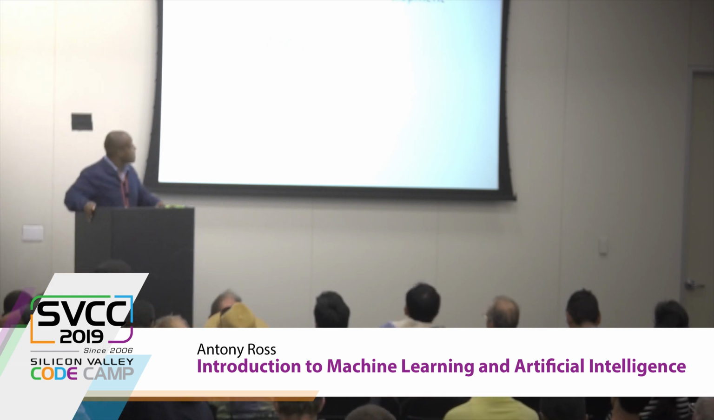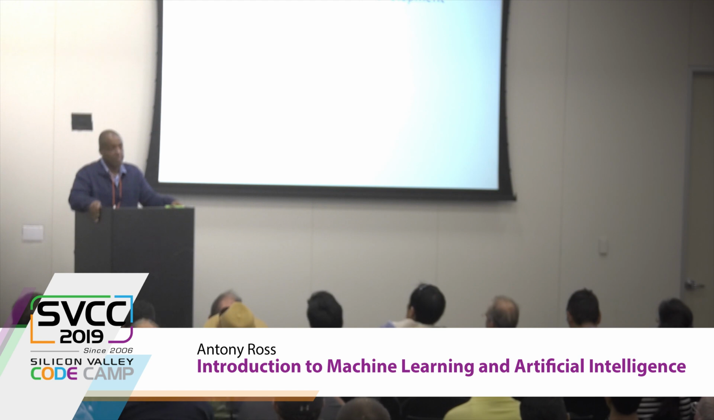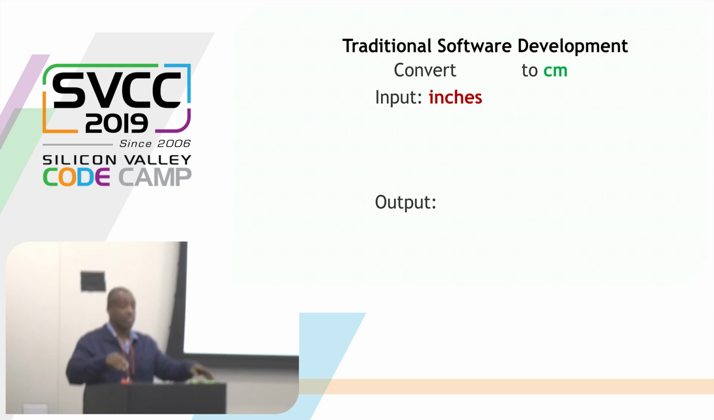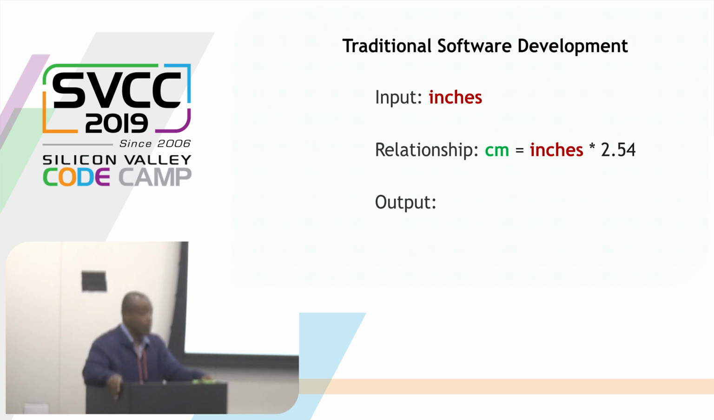To start, I'm going to talk a little bit about how traditional software does what it does, so you can get a sense of how machines do what they do. For traditional software development, if you're going to write a little app to convert inches to centimeters, it's your job to learn the relationship between the input and the output. Your input would be inches, and the relationship, which we happen to know, is inches times 2.54. It's your task to tell the machine what to do, and hopefully if you do well, you should get centimeters.